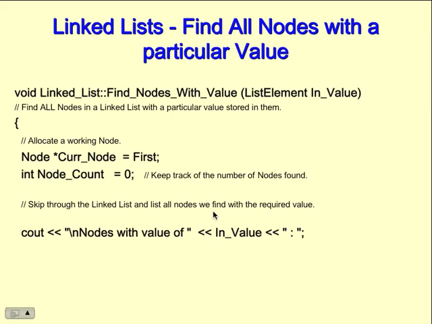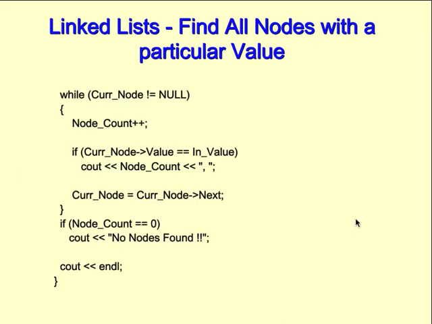Skip through the linked list and list all of the nodes we find with the required value, and here we're just going to check the node value. So it goes through and says, is this node value equal to this value? No. So while current node doesn't equal null, and here's where that null comes in handy, because the current node is going to be the last node if it equals null. Then node count plus plus, so we're on node number 1, and we go to node number 2, node number 3. If current node dot value equals the value we're looking for, then print it out.